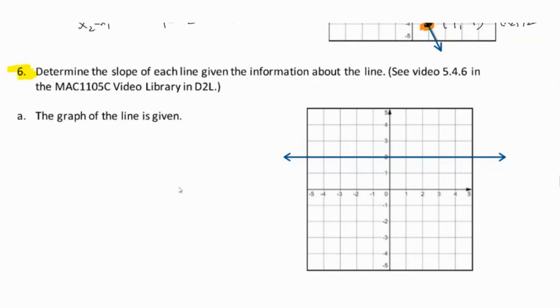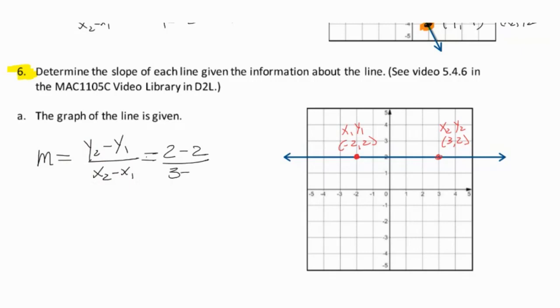And I can actually prove it to you because let's say I pick the point -2, 2 to be my x1, y1, and I pick the point 3, 2 to be my x2, y2. Then what would the formula look like? M equals y2 minus y1 over x2 minus x1. Which is going to be 2 minus 2 over 3 minus -2. That's 0 over 5. And 0 divided by any number is 0. So you get a slope of 0 that way.